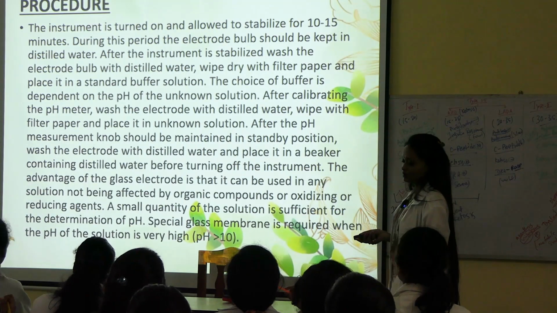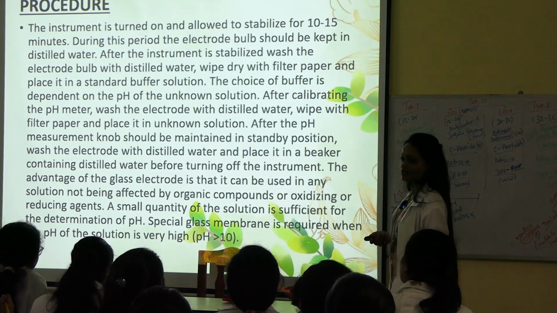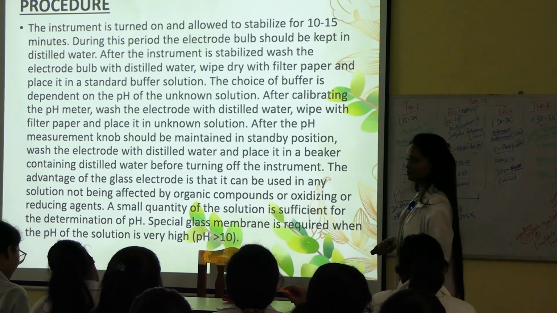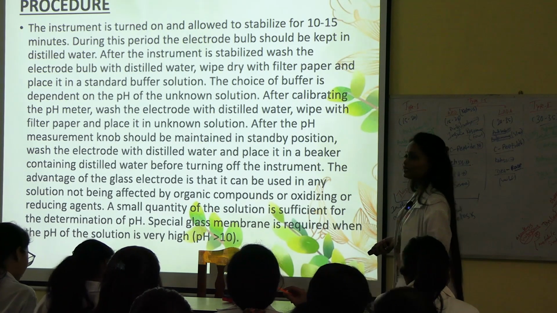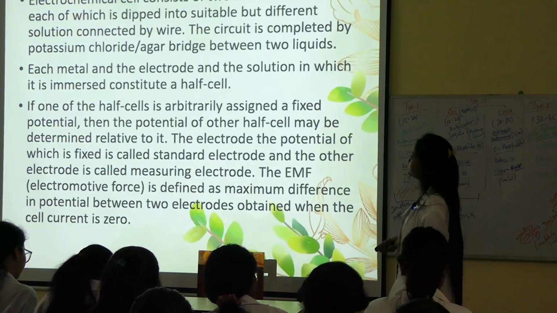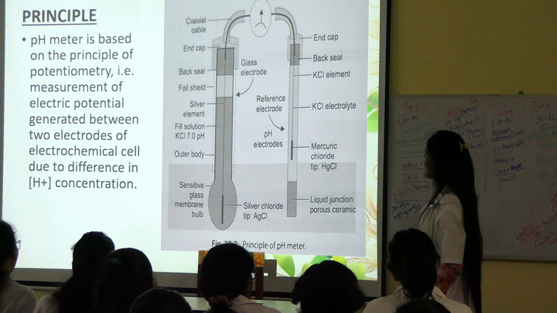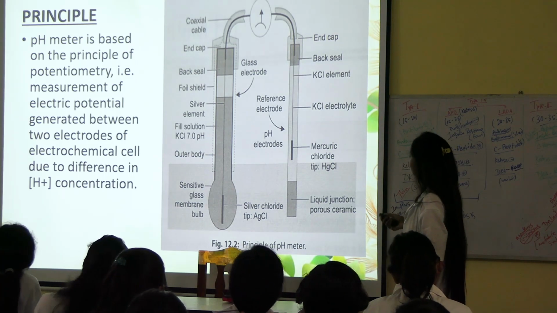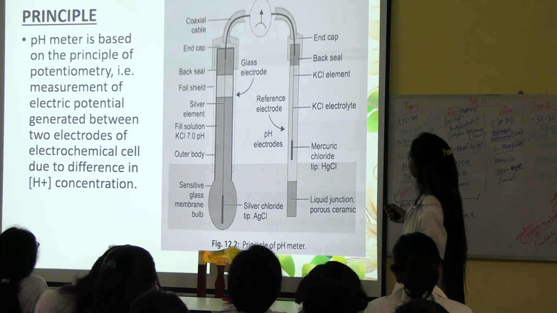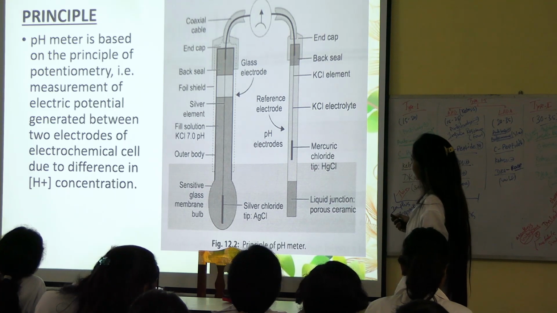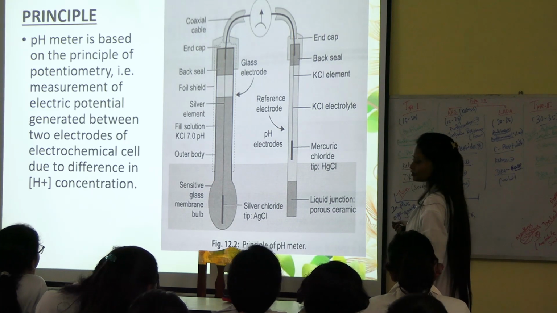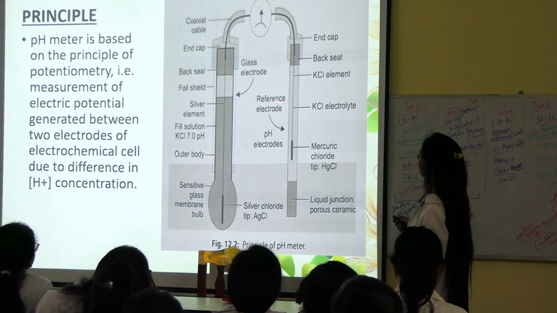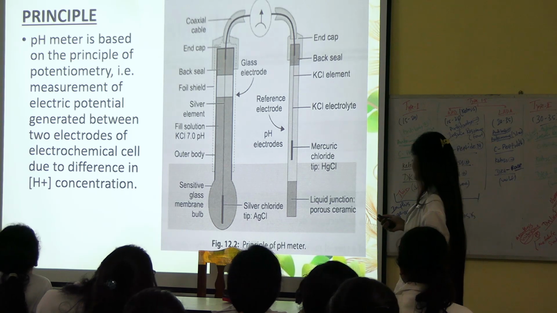So, the components of the pH meter, from the previous slide, are the calomel electrode and the combined electrode. So this is the principle of the pH meter. This is the glass electrode. This is the measuring electrode, and this reference electrode is the calomel electrode.